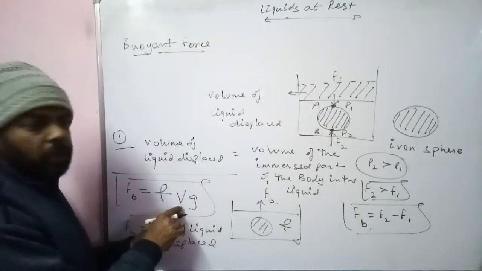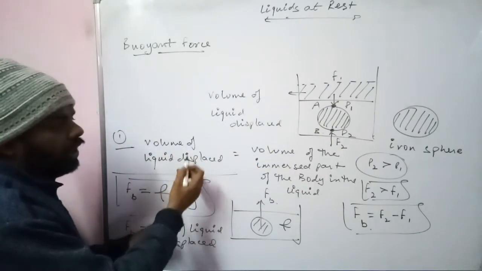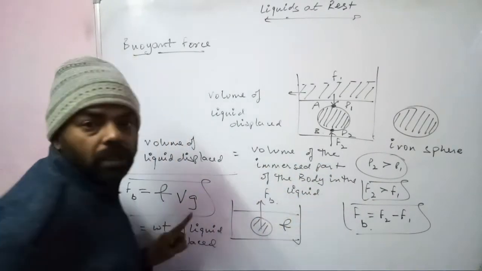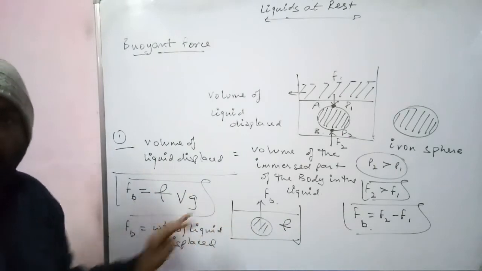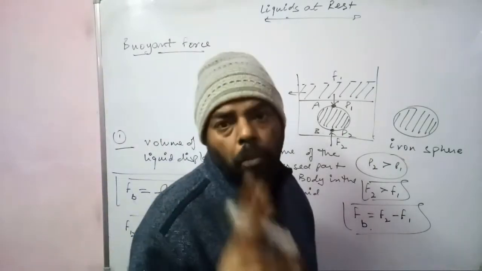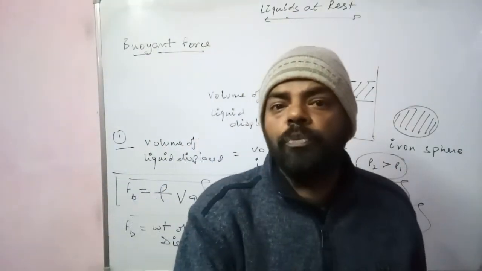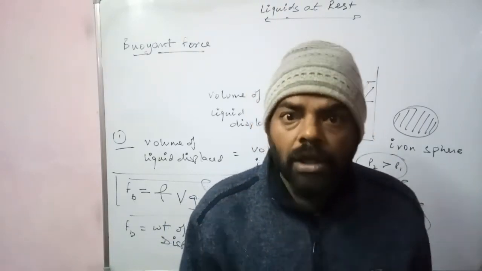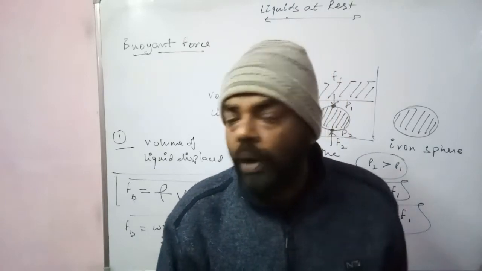और वॉल्यूम ऑफ द लिक्विड डिस्प्लेस ऑलरेडी आपको बताया जा चुका है कि वॉल्यूम ऑफ द लिक्विड डिस्प्लेस इज ऑलवेज इक्वल टू द वॉल्यूम ऑफ द इमर्स्ड पार्ट ऑफ द बॉडी इन द लिक्विड. गॉट इट सर? सो दिस इज ऑल अबाउट बॉयंट फोर्स. गॉट इट? बॉयंट फोर्स किसकी वजह से होता है? बॉयंट फोर्स प्रेशर डिफरेंस इन द लिक्विड की वजह से होता है. समझ आ गई ये बात? ओके? होता मैग्नीट्यूड वाइज कितना है?